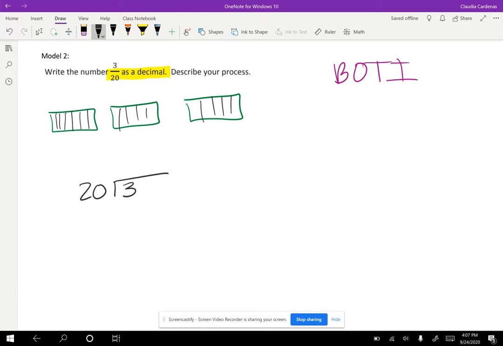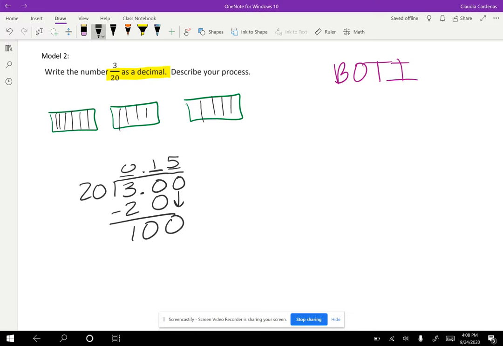Okay, so I know 20 does not go into 3. So I'm going to add my decimal and a 0 and see if 20 goes into 30. Sure enough, it does one time. And I'm going to bring another 0 down for my remainder. And 20 goes into 100 5 times.